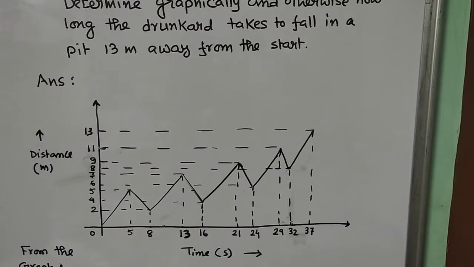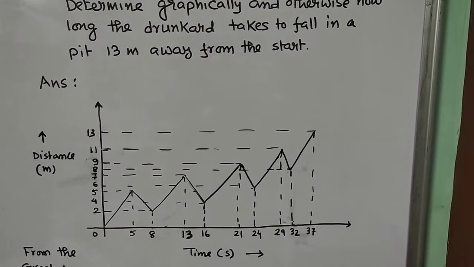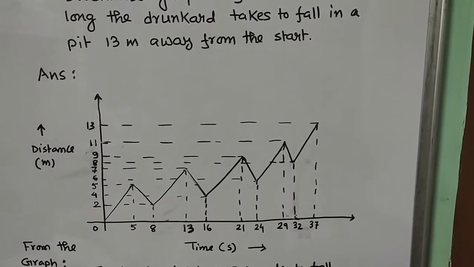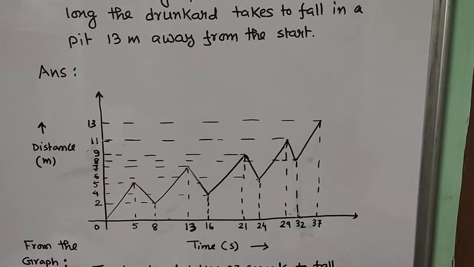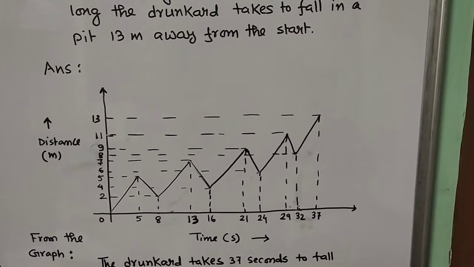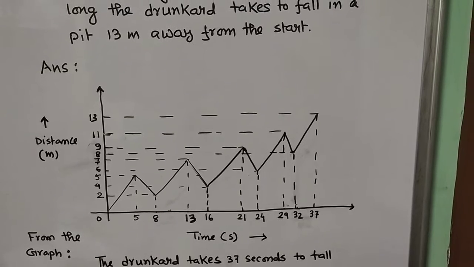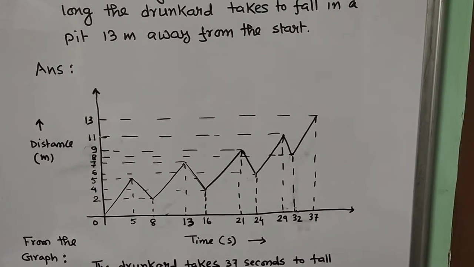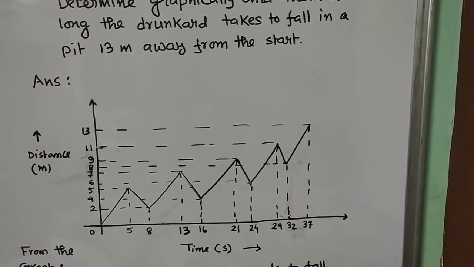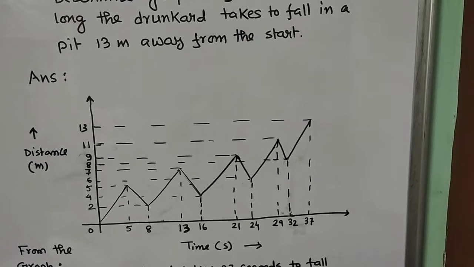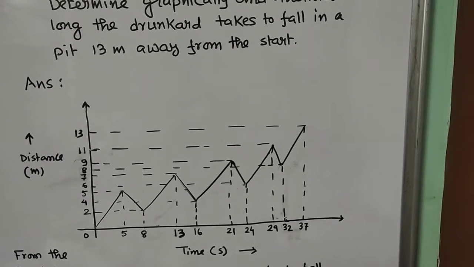Now again the person moves back by 3 steps, so 11 minus 3 is 8 now. Now 8 corresponds to again 3 seconds more: 29 plus 3 is 32. So 8 meters corresponds to 32 seconds. Now again the person moves 5 steps forward, so it's 8 plus 5, which is 13.